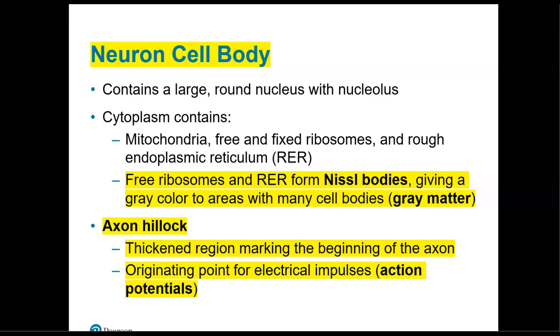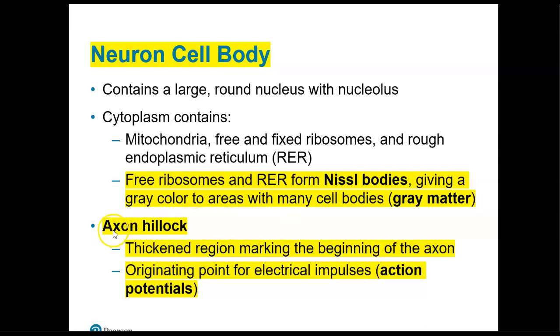We are continuing on with the Chapter 8 lecture notes. We left off by looking at the structure of a typical multipolar neuron. I showed you some areas called Nissl bodies, which are important in forming the gray matter of the central nervous system. Nissl bodies consist of free ribosomes and rough ER, and that is a characteristic of a neuron versus other types of cells.